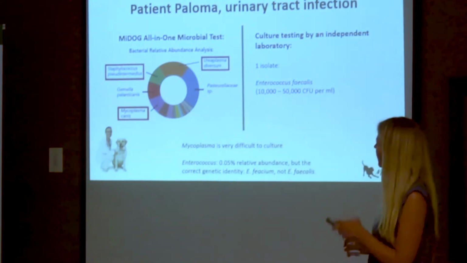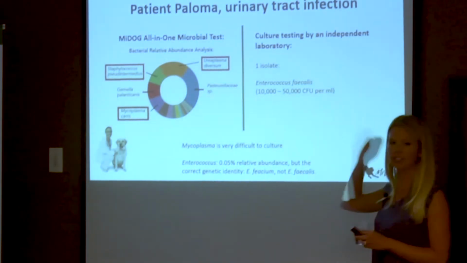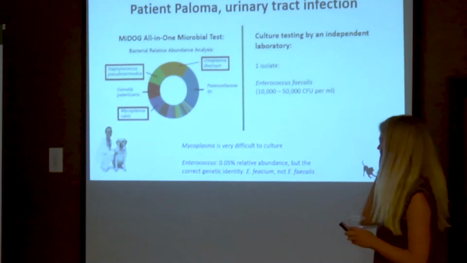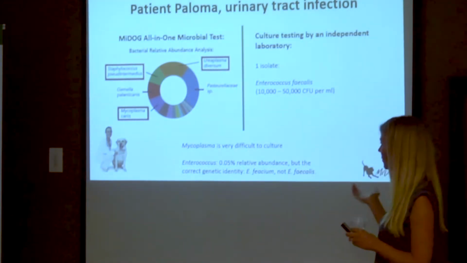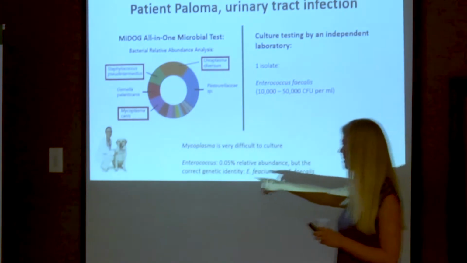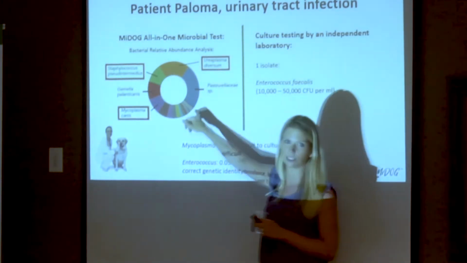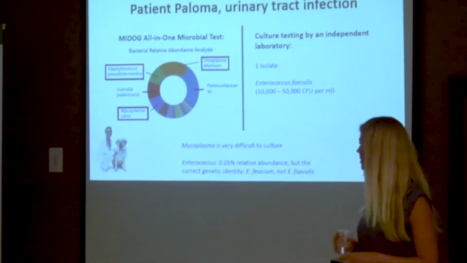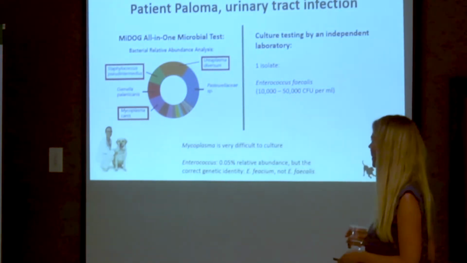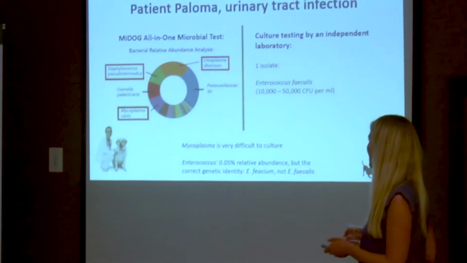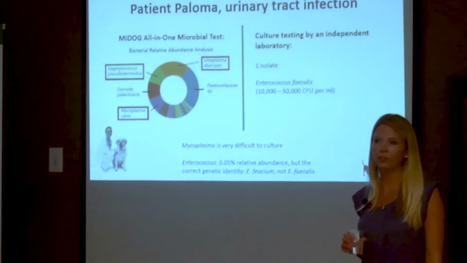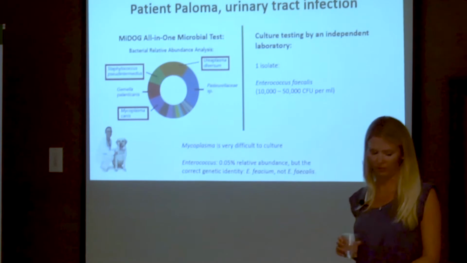But of course, we were curious: if Enterococcus faecalis grew in culture testing, do we actually find it too? And we did, but it was at 0.05 relative abundance. So it's one of these tiny little slivers over here. And actually the species ID was faecium, not faecalis, but close enough, right? But it was there, but it was just not the major culprit of this infection.